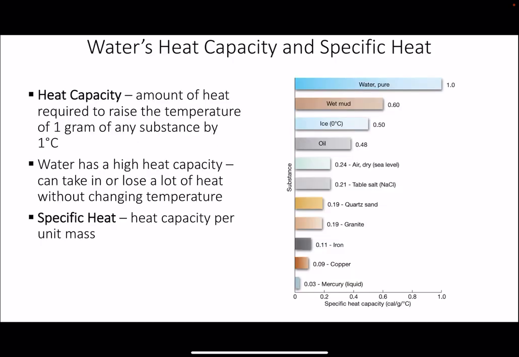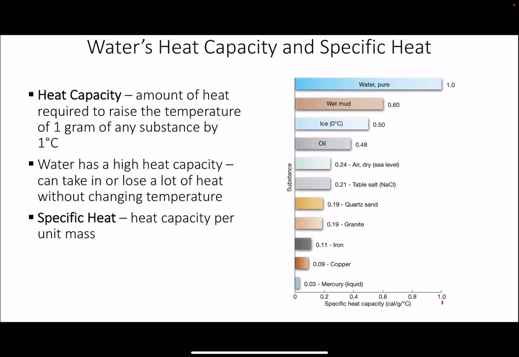Another thing that's related to this is what's called the heat capacity, or the specific heat. You can see water up here has the highest specific heat capacity as compared to all of these other substances. This is the amount of heat required to raise the temperature of 1 gram of any substance by 1 degree C. And you can see here the way this scale has been derived. It's been done in a way to set water at 1. So 1 calorie per gram per degree C.